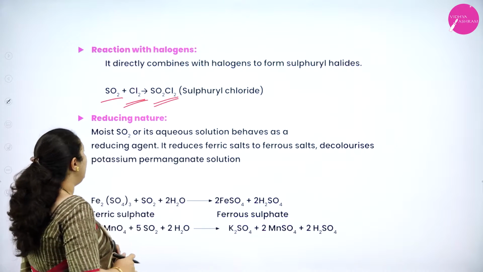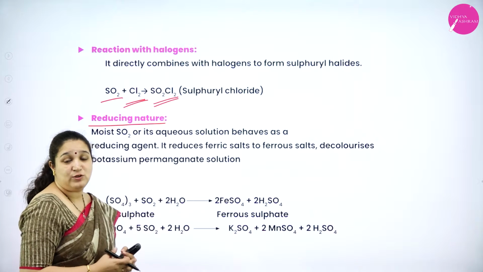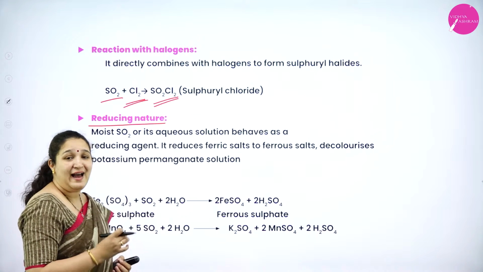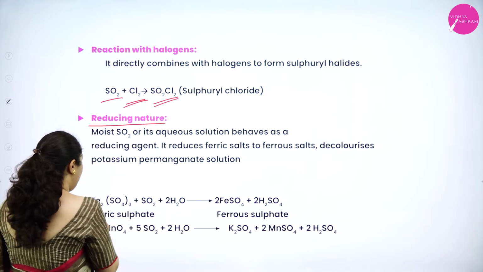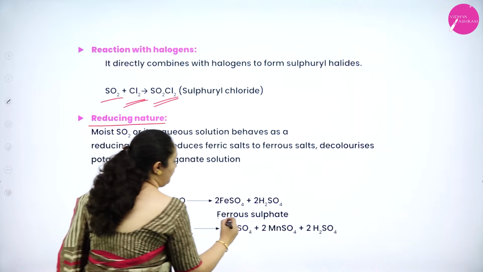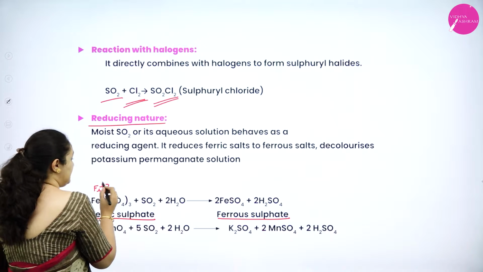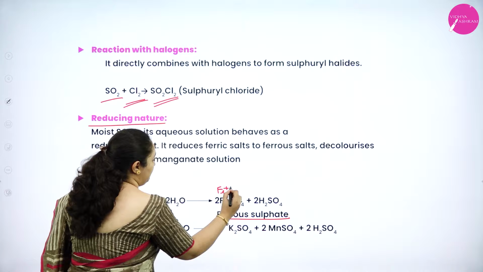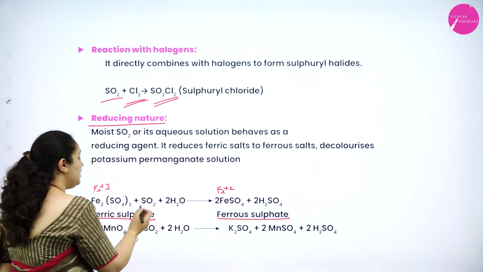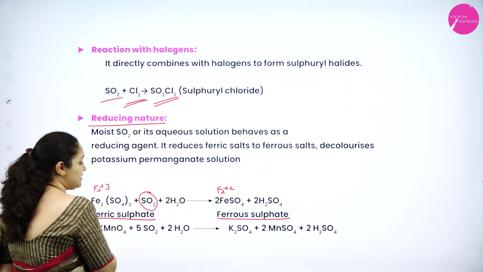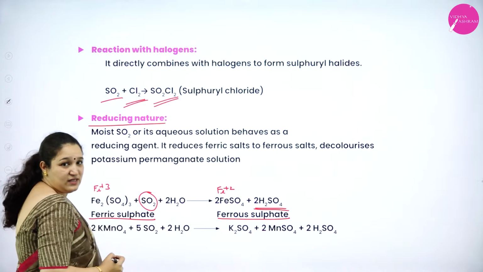Okay. Next is reducing nature. Moist sulfur dioxide acts as a very good reducing agent. It converts ferric sulfate to ferrous sulfate. You can see Fe here is in +3 state, and here it is in +2 state. That is why it is a very good reducing agent, isn't it? So when ferric sulfate is treated with sulfur dioxide, you will get ferrous sulfate and sulfuric acid.